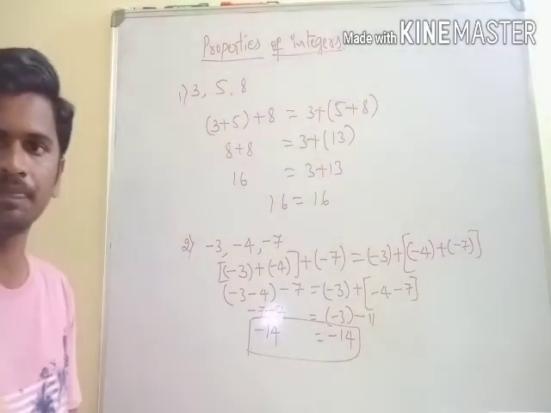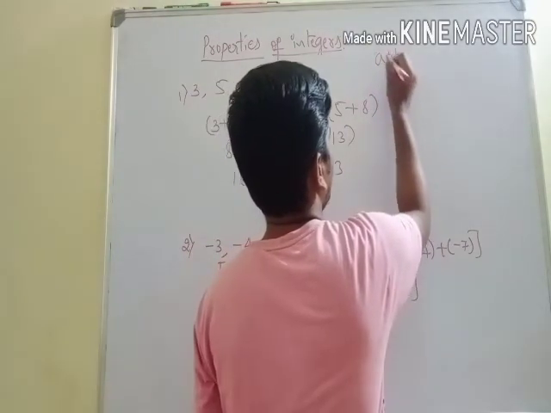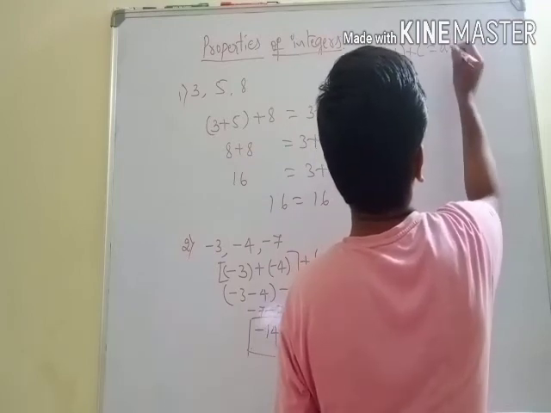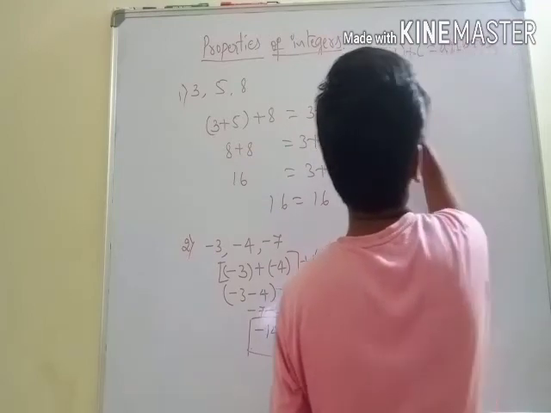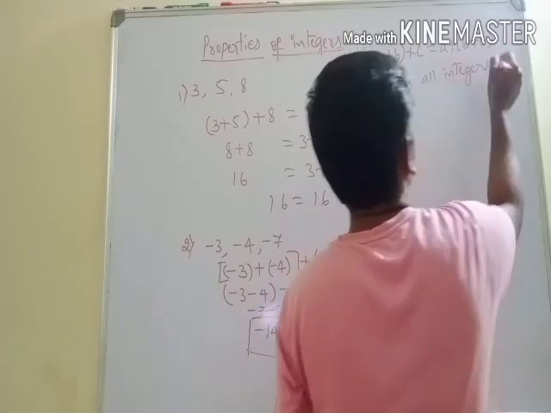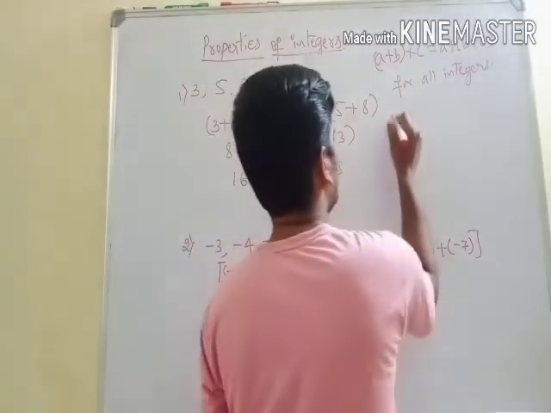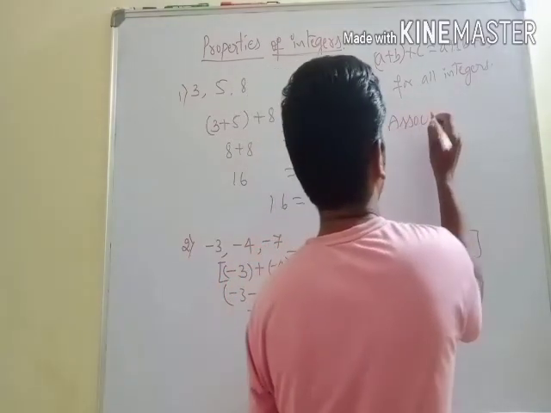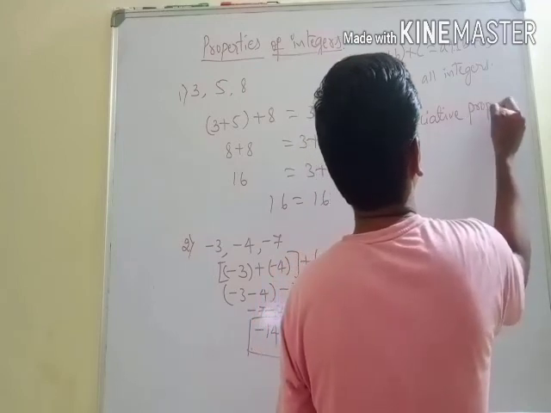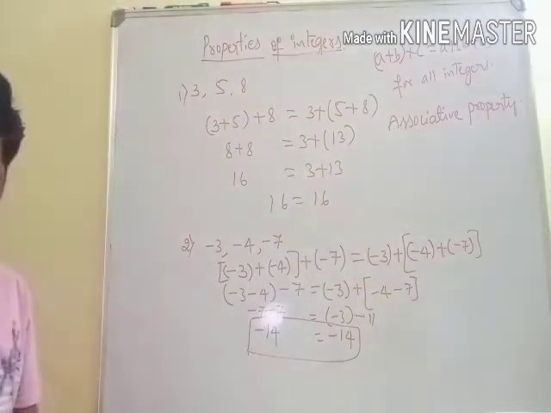Both are the same. So in general, a plus b plus c can be written as a plus b plus c, grouped either way, for all integers. Then this property is called the associative property. Understand everyone? Okay.